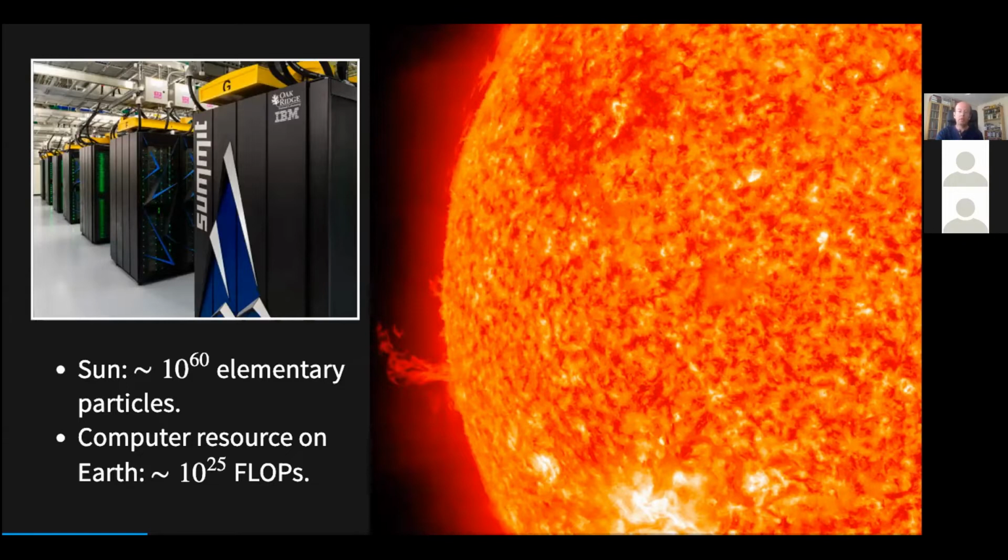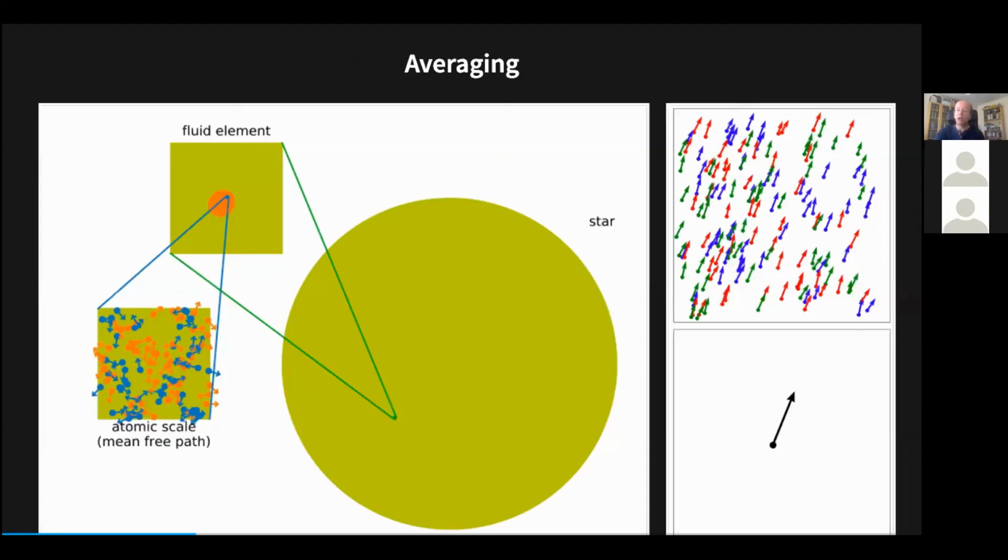So if we can't simulate each individual particle, what's the other extreme? Well, the other extreme is that we're going to average over the particles in some way. And the hydrodynamics approximation, the focus of what we're doing here, is to average over every single one of those 10 to the 60 particles. So the left-hand image is the sketch of how this works.